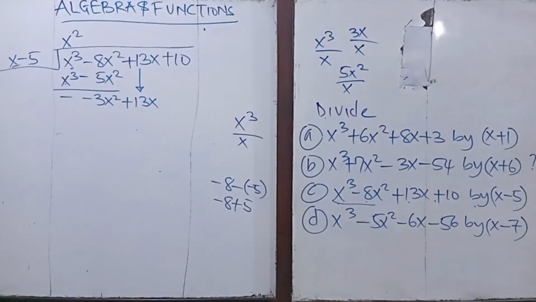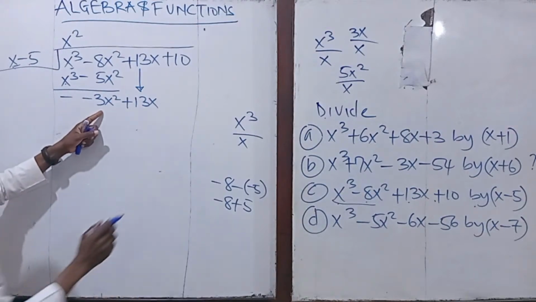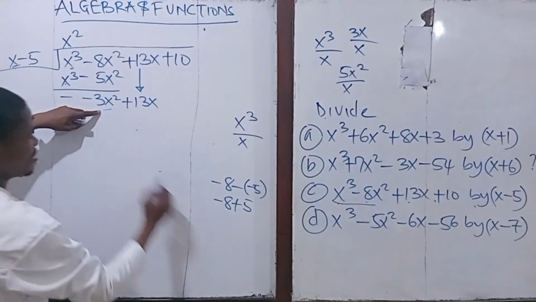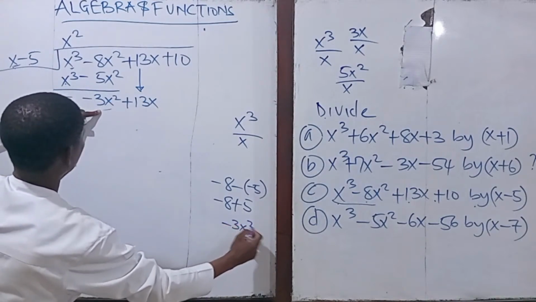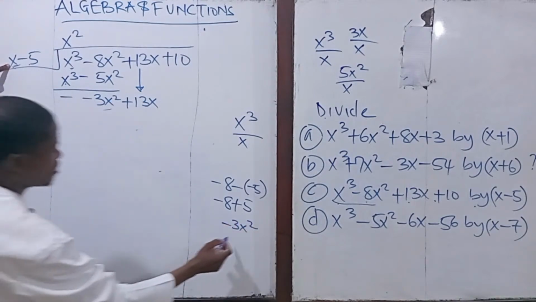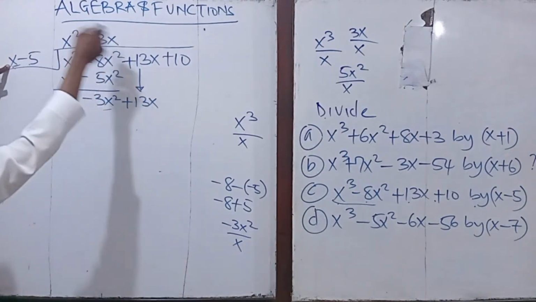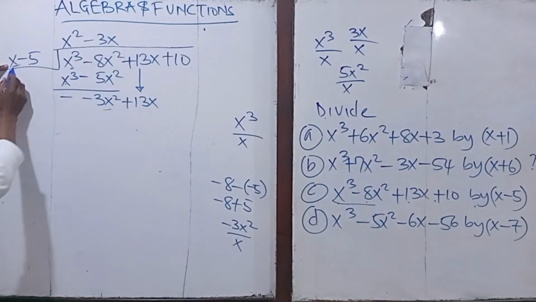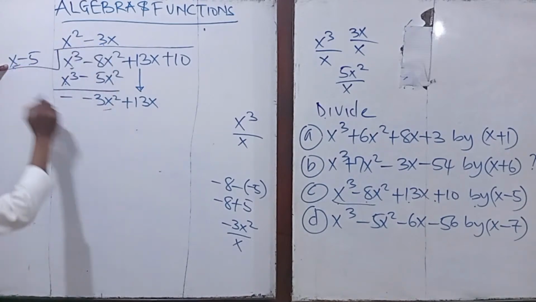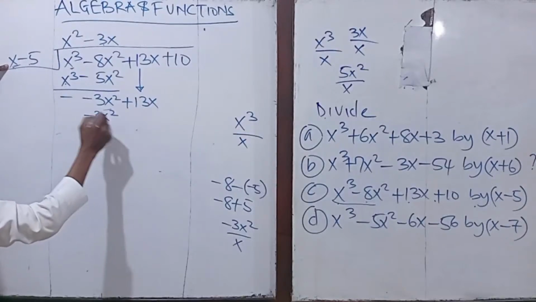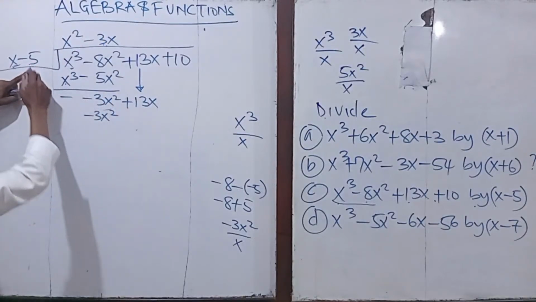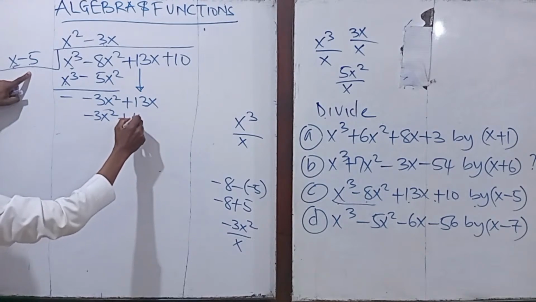Is that clear? I believe it is clear, because this is very simple. Then the next thing to do is to also repeat the process. Minus 3x squared, you divide by the first item here, over x, and that will give you minus 3x. And use that to multiply x minus 5. Minus 3x times x is minus 3x squared, and then minus 3x times minus 5, that's a plus 15x.